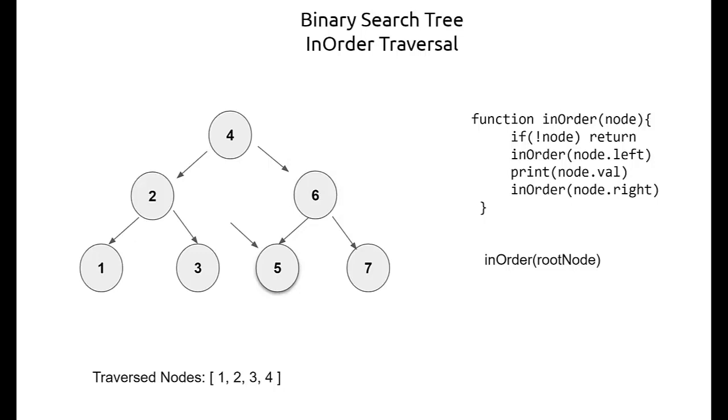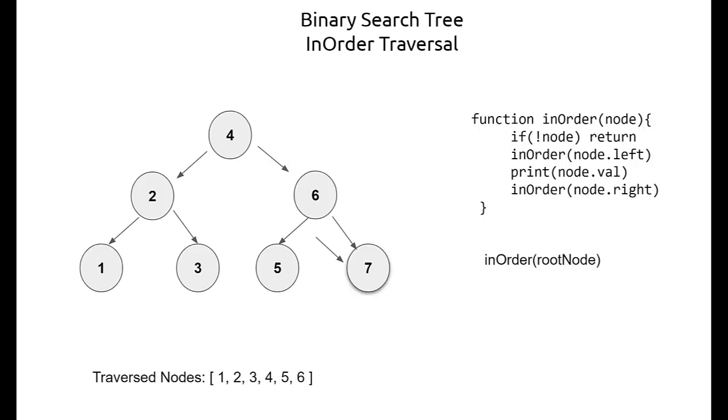On node 5, we do not have a left node, so we push the value of node 5. Then we do not have a right node, so we exit to the previous function call on the stack, which is node 6. Here on node 6, since we already traversed the left node, we push our value on node 6. Then the next and final step is to call our right node of node 6, which is node 7.